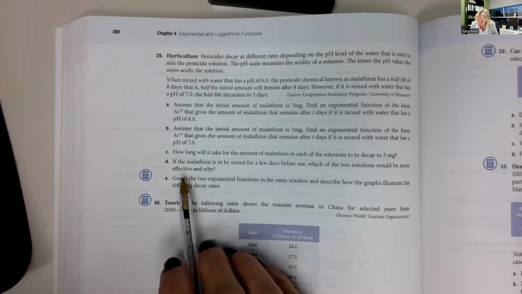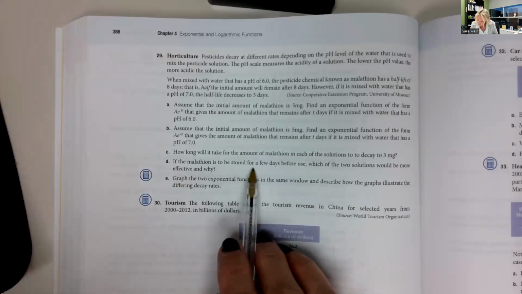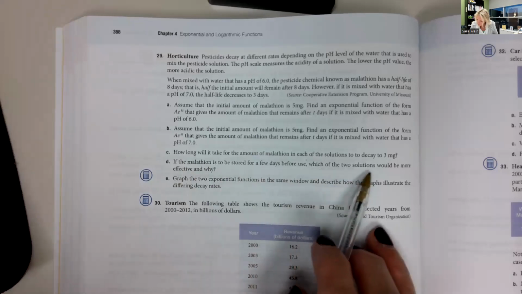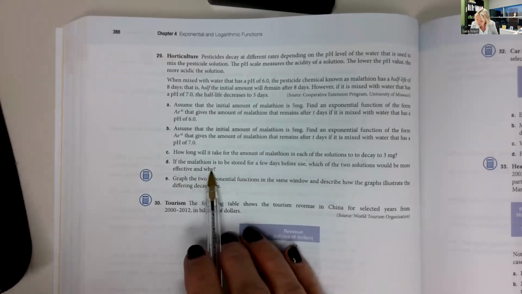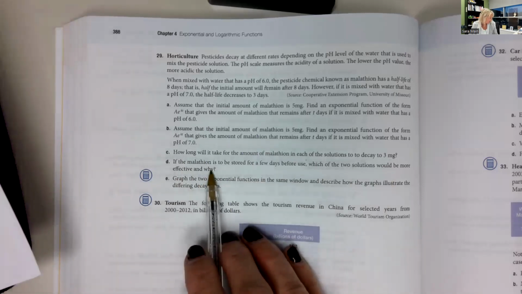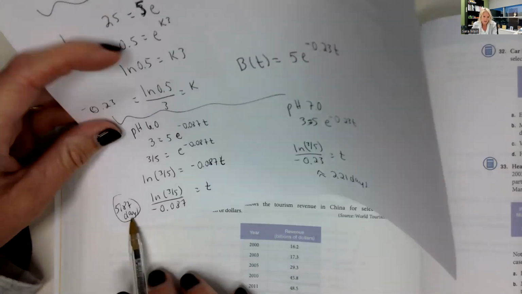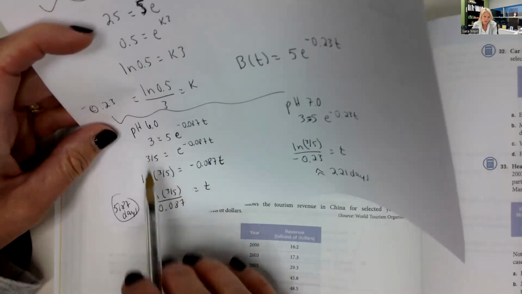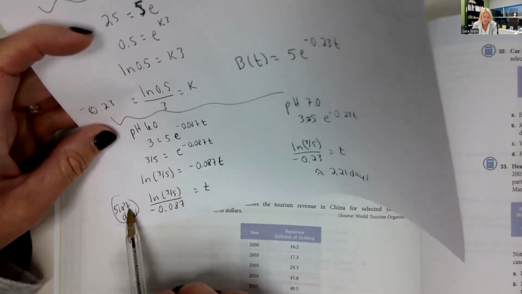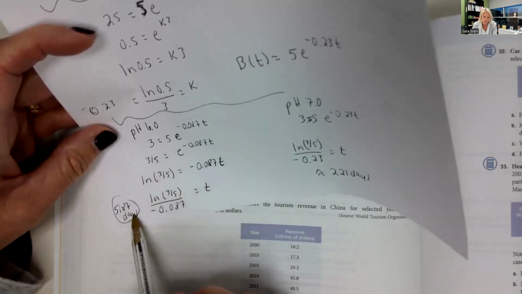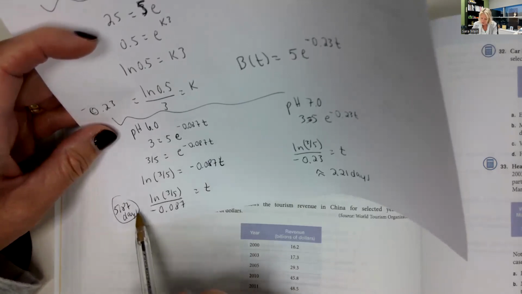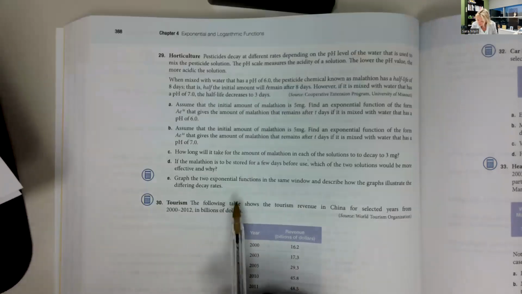And part D says, if the malathion is to be stored for a few days before use, which of the two solutions would be more effective and why? On that one, we would choose the pH of 6.0 because it takes longer. If it's going to sit there already, we want it to last longer. So that would be the one that lasts longer.